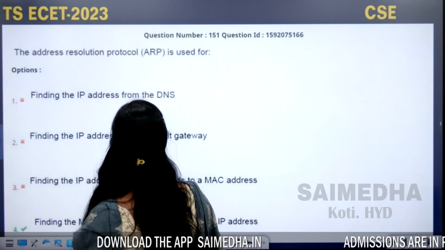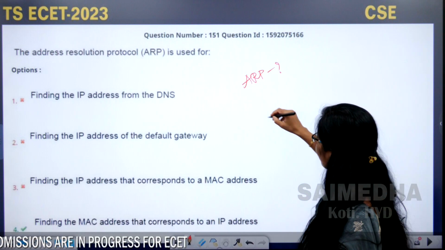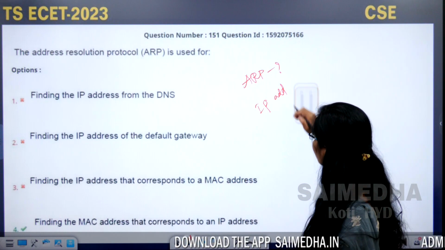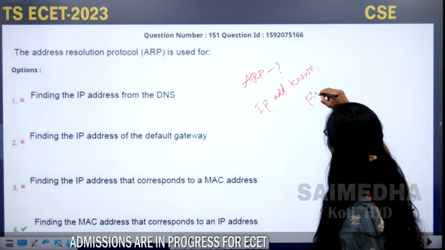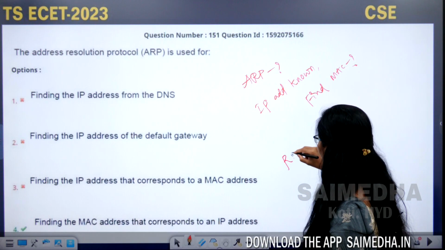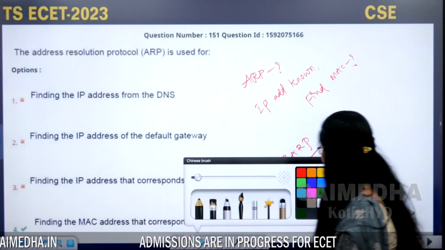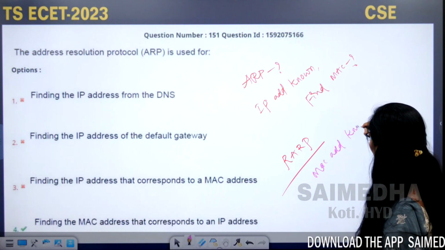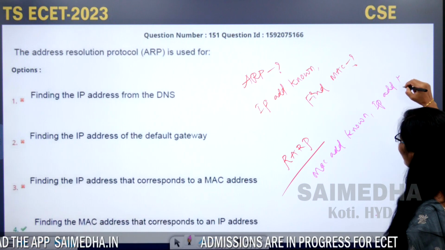Next, the address resolution protocol, ARP. What is the function of ARP? Suppose you already know the IP address of a particular device and want to find the MAC address. In this case, we use the protocol ARP. The reverse of this is RARP, the reverse address resolution protocol. In this scenario, if you already know the MAC address of a particular device and you need to find the IP address, the reverse of the first one is known as RARP.